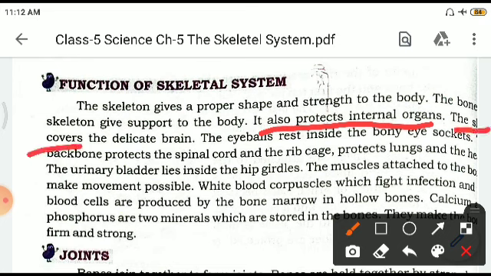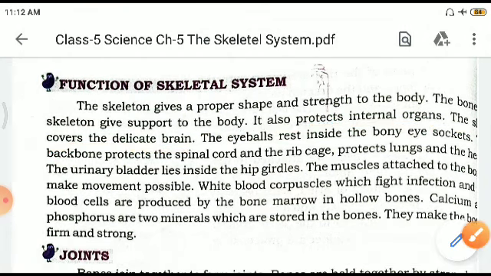The skull covers the delicate brain. The eyeballs rest inside the bony eye sockets. The backbone protects the spinal cord and the rib cage protects the lungs. The urinary bladder lies inside the hip girdles. The muscles attached to the bones make movement possible. Basically, everything is fitted inside the bones and they act like a support mechanism from outside.